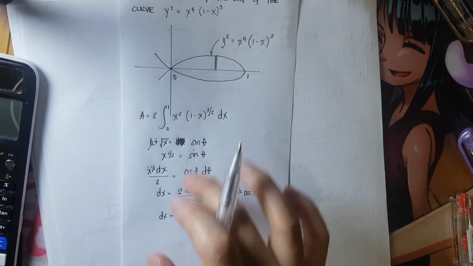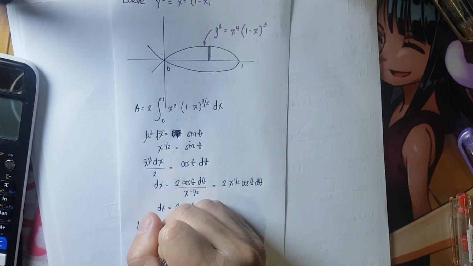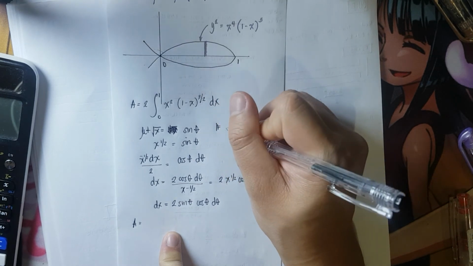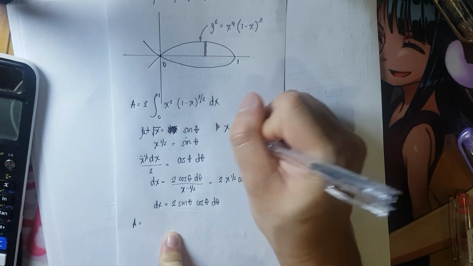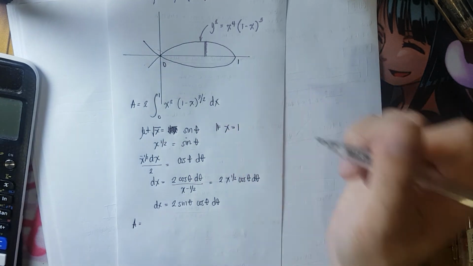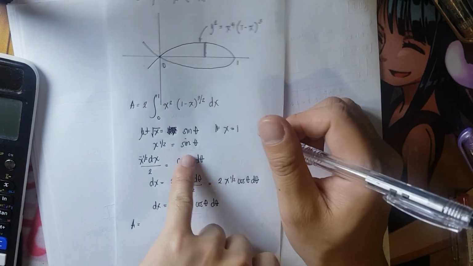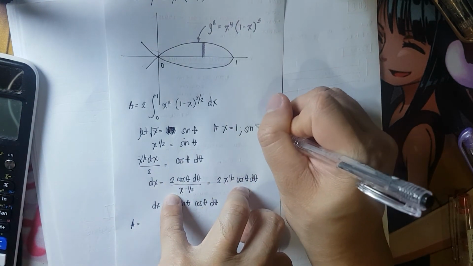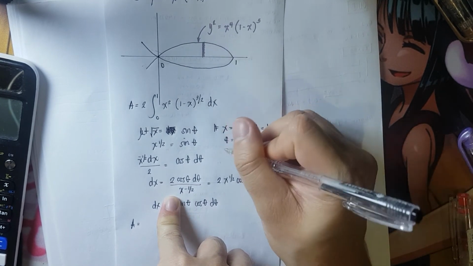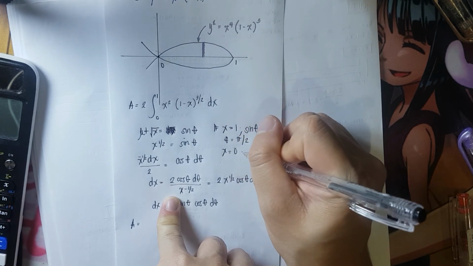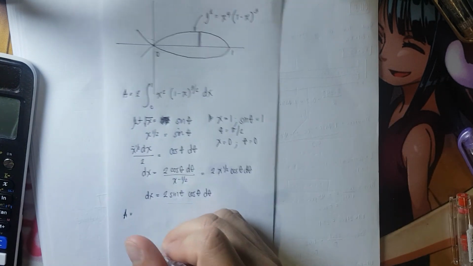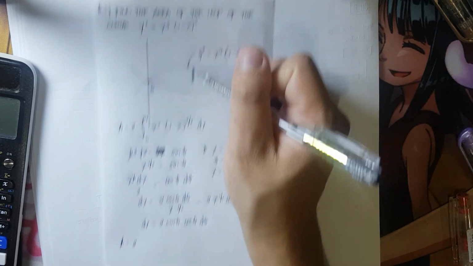So substituting this to this equation, so area is equivalent to, and by the way, if x is equivalent to 1, sine theta is equivalent to 1, theta is equivalent to pi over 2. But if x is equivalent to 0, theta is equivalent to 0. So the area is equivalent to 2 because we have 1, 2.